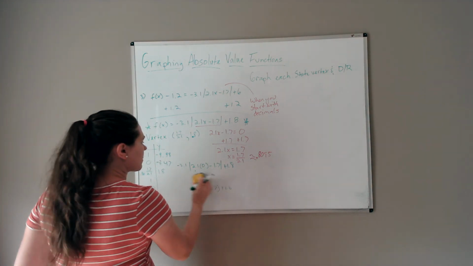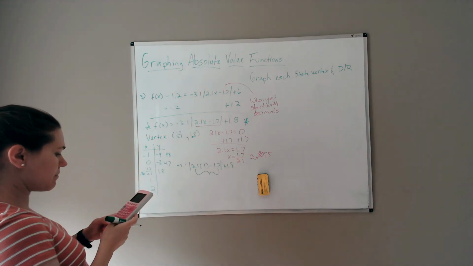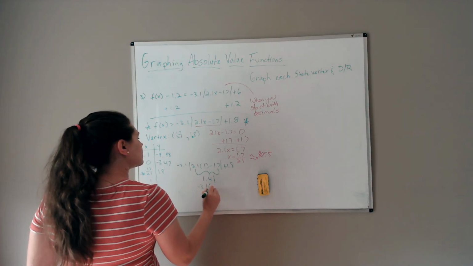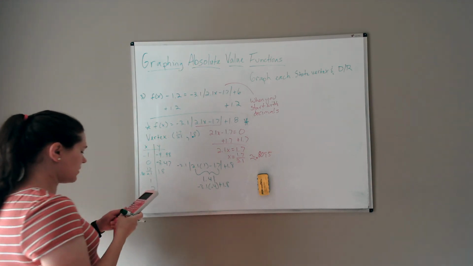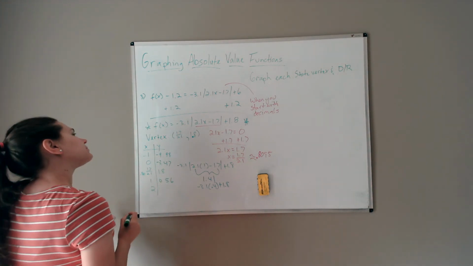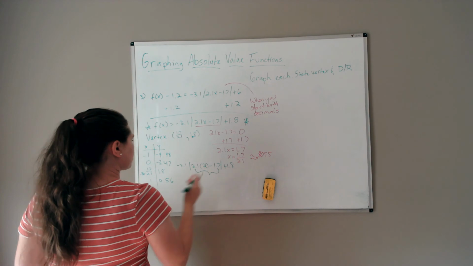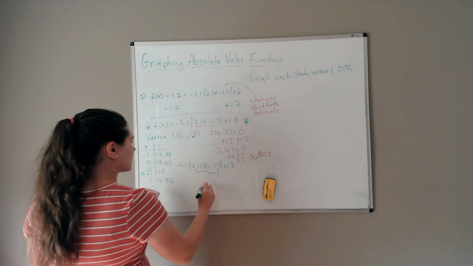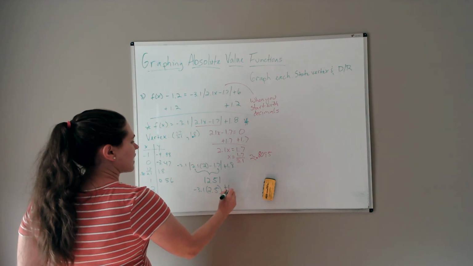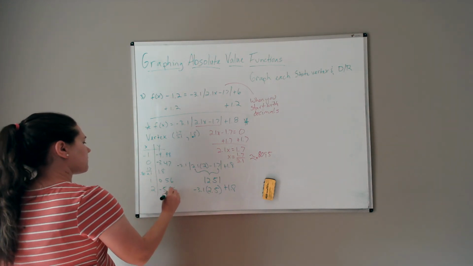Plug in 1. Evaluate inside, 2.1 minus 1.7 is going to give us the absolute value of 0.4. The absolute value of 0.4 is 0.4, so this is negative 3.1 times 0.4 plus 1.8. And that's going to give us 0.56. And plug in 2. Evaluate. 2.1 times 2 minus 1.7, that's going to give you the absolute value of 2.5, which is 2.5. So we're going to take negative 3.1, multiply by 2.5, and add 1.8. And that gives us negative 5.95.